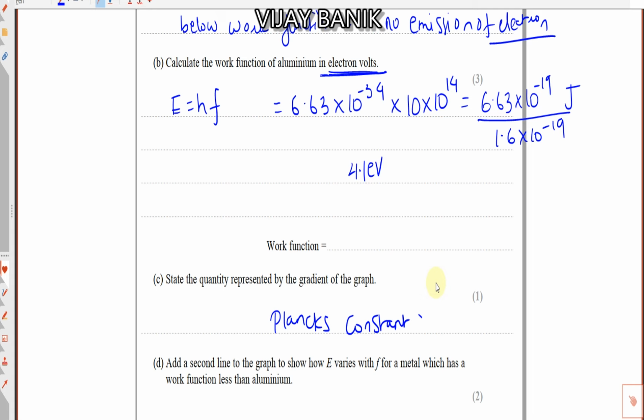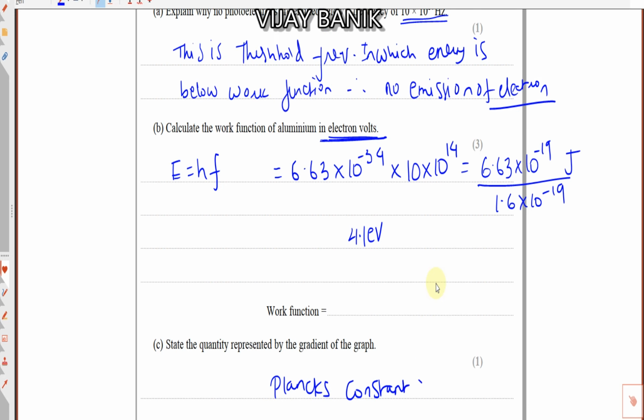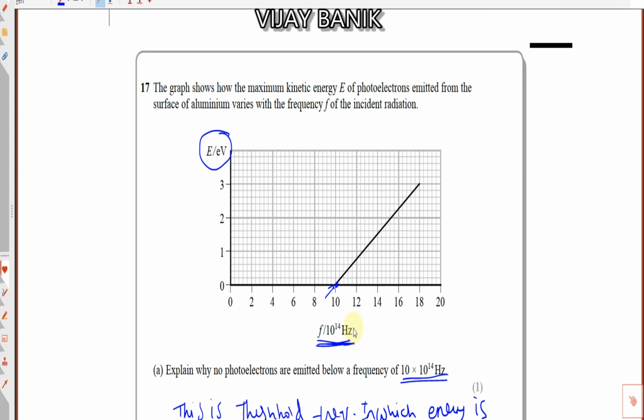Add a second line to the graph to show how the energy varies with frequency for a metal which has a work function less than aluminium. If you have a work function less than aluminium, that means your threshold frequency will also be less than aluminium. But Planck's constant never changes, so the gradient should be the same. If I'm drawing another line, I think it should look something like this.